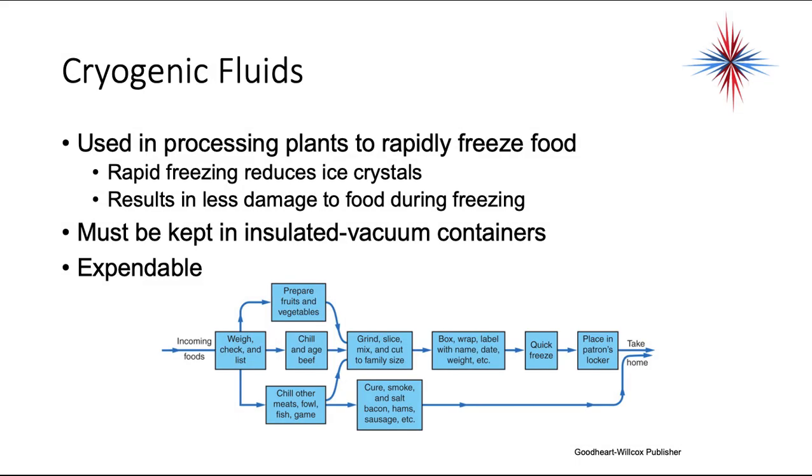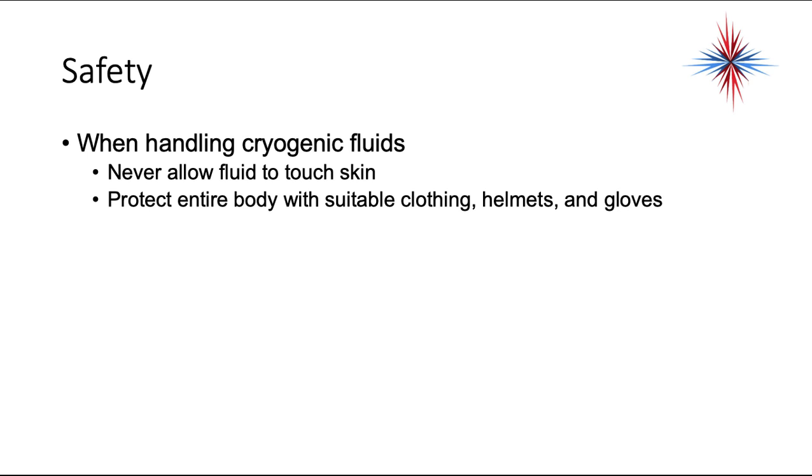Another refrigerant in use is cryogenic fluids. It's used in processing plants to rapidly freeze food. Rapid freezing reduces ice crystals, and it results in less damage to food during freezing. It must be kept in insulated vacuum containers. It is expendable, meaning it does not get recovered. When handling cryogenic fluids, never allow the fluid to touch your skin. This is stuff like liquid nitrogen, liquid oxygen, liquid carbon dioxide. Okay, be careful on this stuff. You want to protect your entire body with suitable clothing, helmets, and gloves.